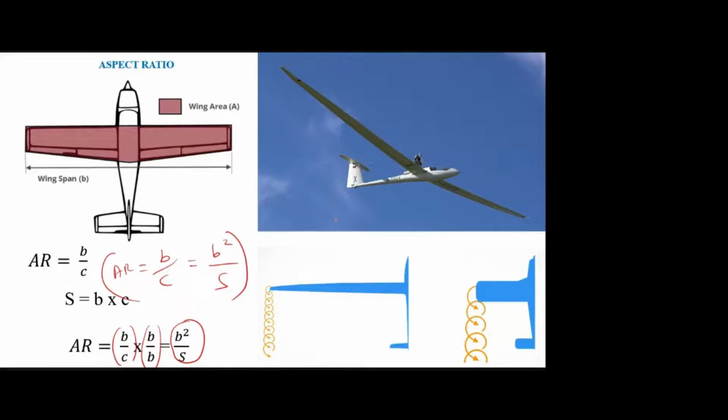Sir, if aspect ratio increases, drag reduces. Okay, good. So here I mentioned two different aircraft with different aspect ratios. This is with a lower aspect ratio, so it is short and thick. This is with a high aspect ratio, so it is long and thin. And you know the wingtip vortices, right? Yes. Okay, I will explain.